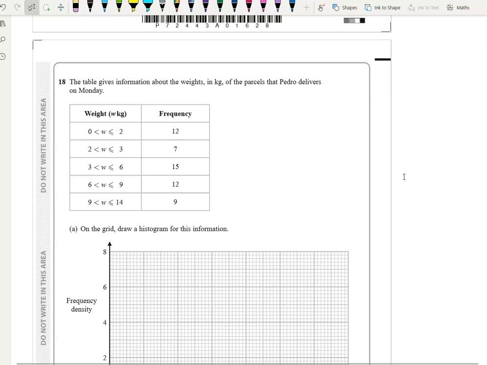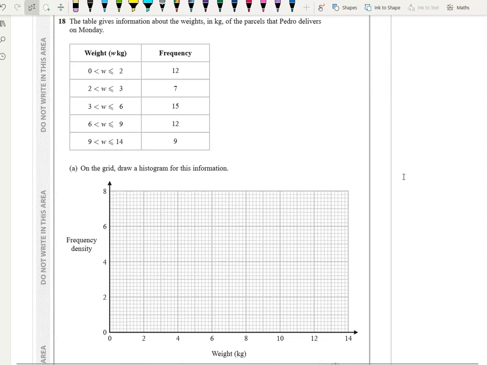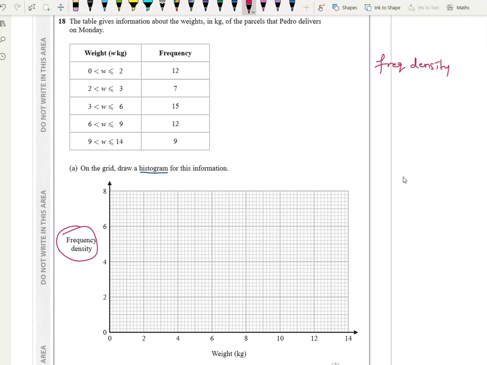Question 18. The table gives information about the weights in kg of the parcels that Pedro delivers on Monday. A weight is given to you, frequency is given. On the grid, draw a histogram. Now to draw the histogram, we need to find the frequency density. Okay, we need to work out the frequency density, and the formula for frequency density is you will divide the frequency by the class width, the width of the class.